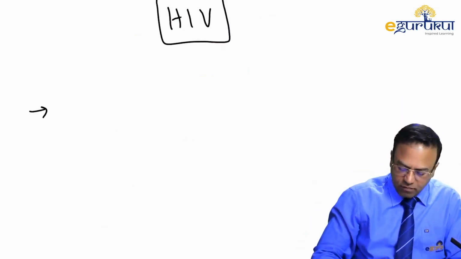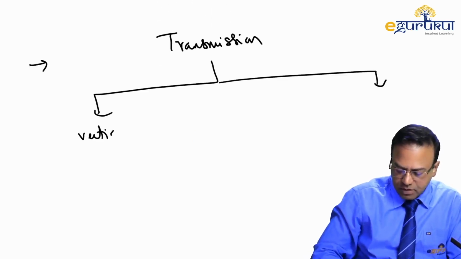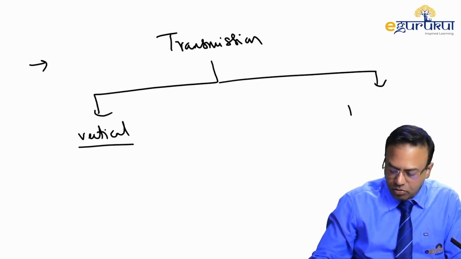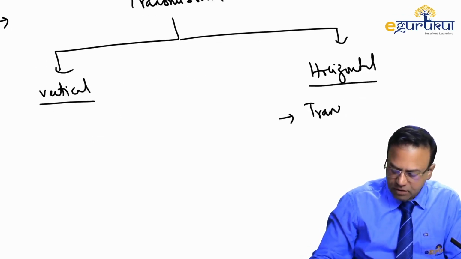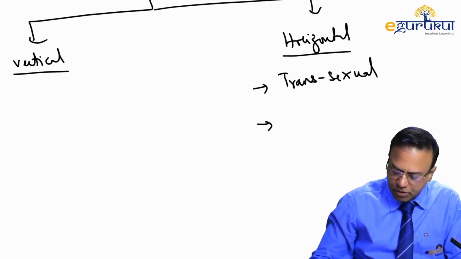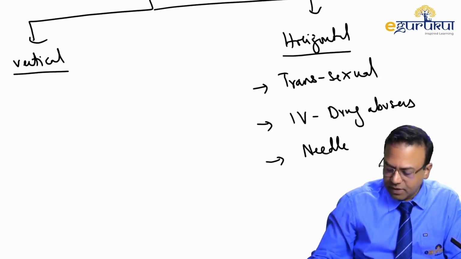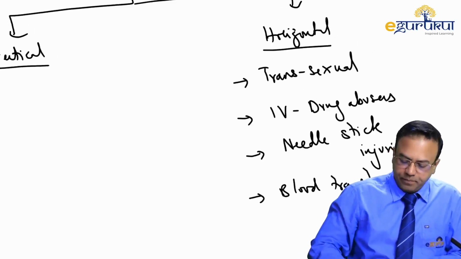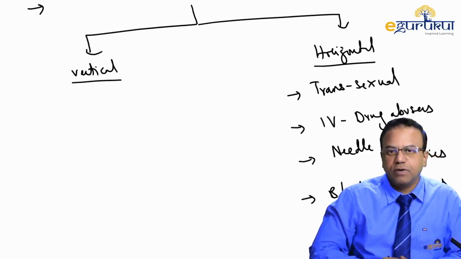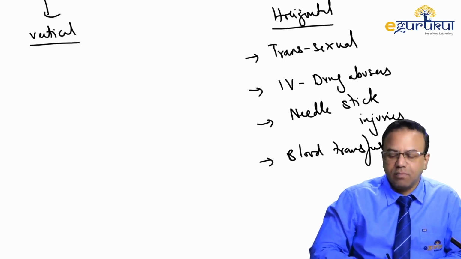Being an infection, the mode of transmission becomes important. The mode of transmission in HIV is either vertical transmission, that is going from mother to offspring, or horizontal transmission. In horizontal transmission, the transsexual route by far is the most common mode of spread across the world. The other modes include IV drug abusers sharing needles, healthcare workers with needle stick injuries, and blood transfusions. So basically it's 2 modes, vertical transmission and horizontal transmission, and in the horizontal you have transsexual, IV drug abusers, needle stick injuries and blood transfusions.